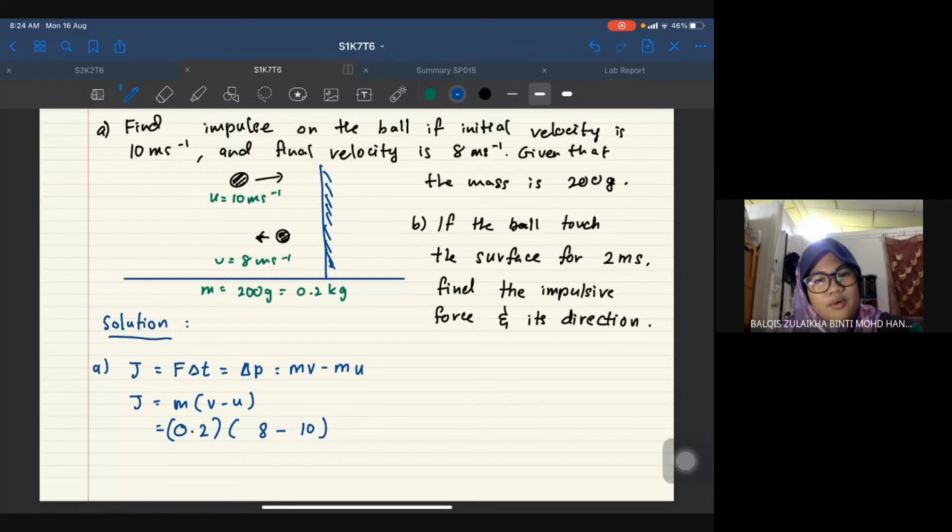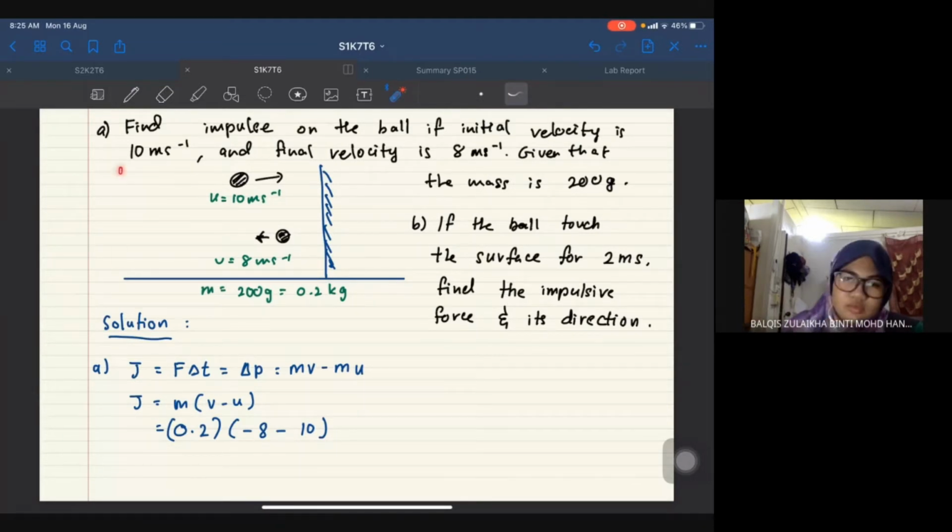Okay, kalau saya cakap ada kesalahan, mana salah dia? Negatif 8. Yes, negatif 8. Kenapa? Sebab dia berlawan arah. Change in direction. Sebab dia ke kiri actually. So it depends on your drawing.